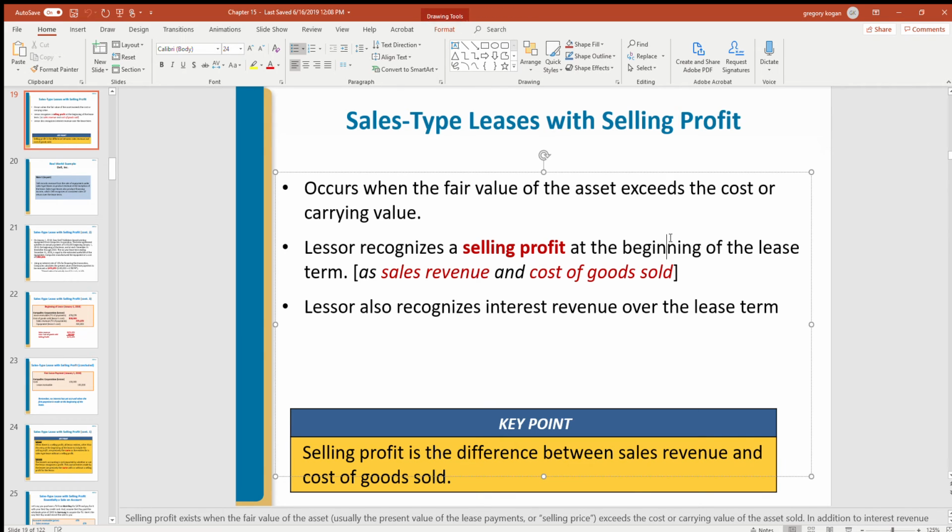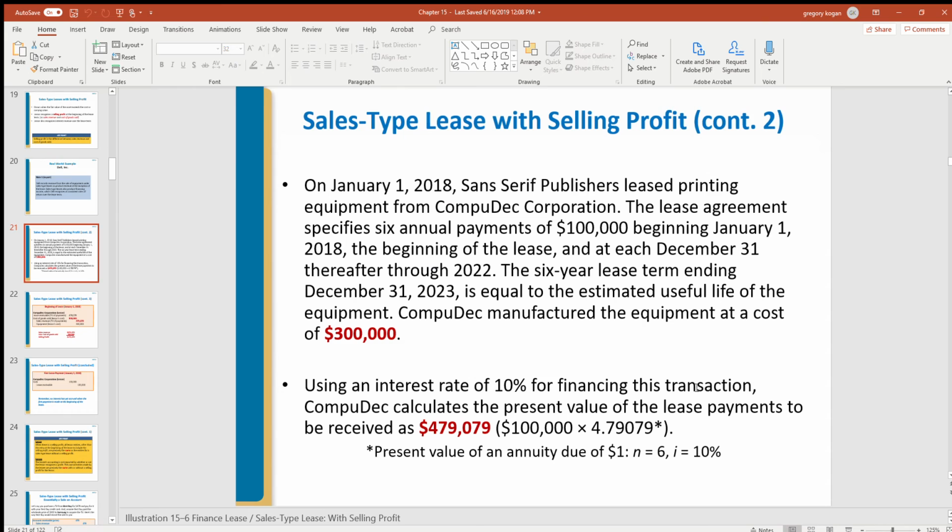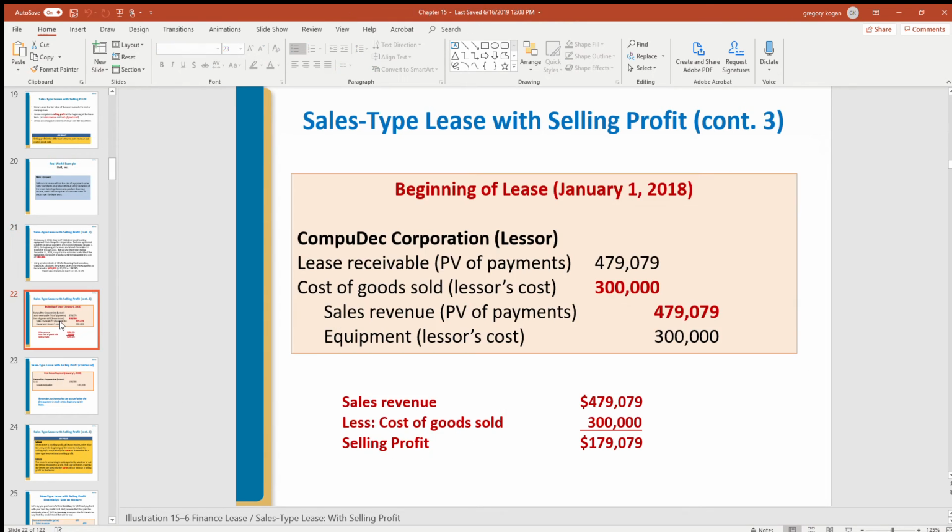So going over a sales type lease with selling profit, this is basically a situation when you are talking about a sales type lease, and as the lease occurs, we have an example here with a selling profit. They're selling equipment that is the lease value, as we said before, $479,079, but the equipment costs basically $300,000. So if it's a sales type lease and you substantially transferred the value of the property, shouldn't you recognize revenue in the same amount? Right.